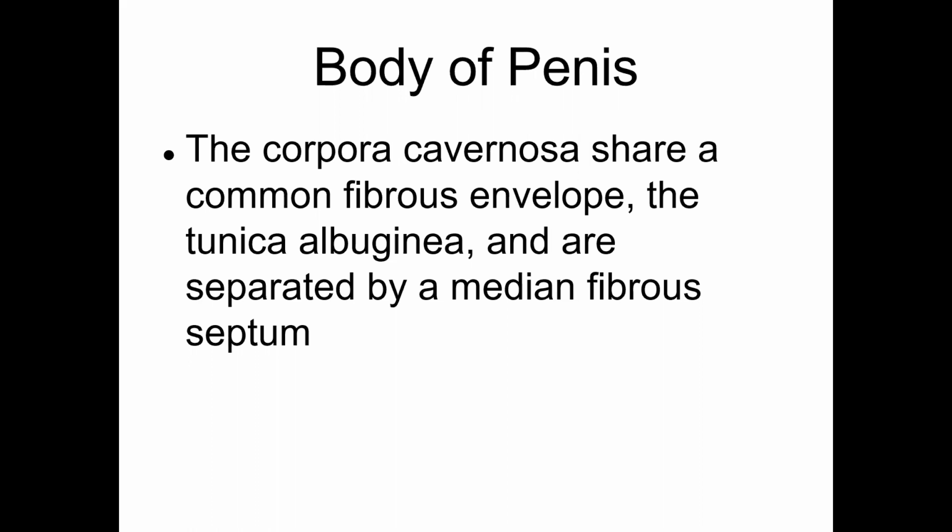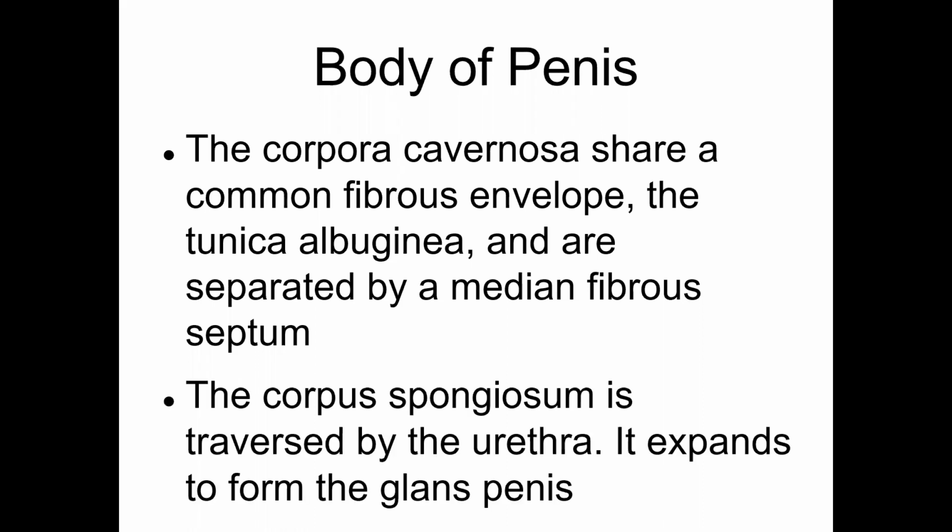The two corpora cavernosa are separated by a median fibrous septum. The corpus spongiosum is traversed by the urethra. The corpus spongiosum expands anteriorly to form the glans penis. The corpora cavernosa stop at the glans. It's a blind end at the glans penis, whereas the urethra continues into the glans penis as the glandular urethra till it reaches the external urethral meatus.